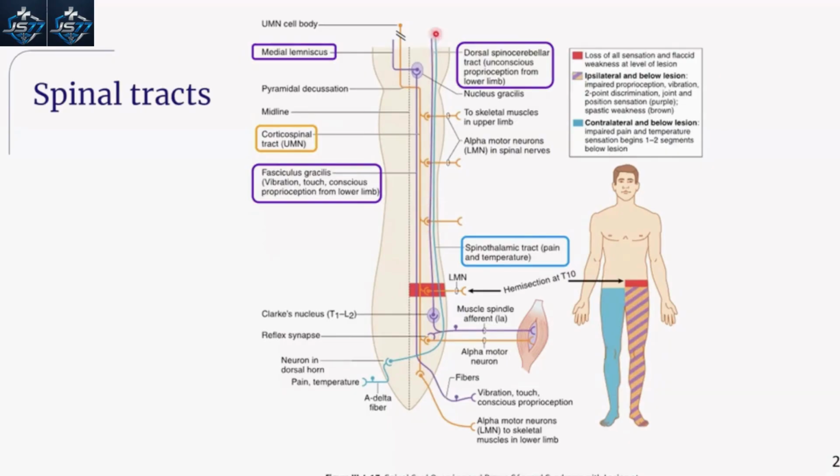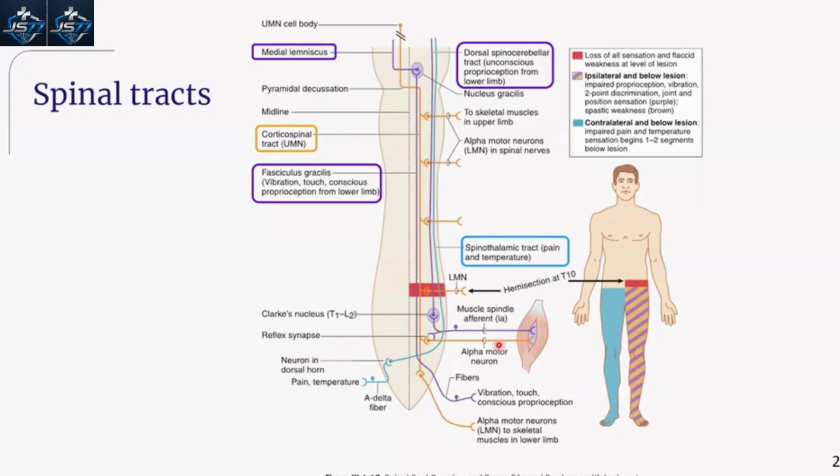I won't talk too much about the spinocerebellar. This has a lot to do with the muscle spindles and information about to what extent each muscle is contracted. And it's always ipsilateral. It's one of the easiest ones to remember because it's always ipsilateral. The other ones are different because they decussate.